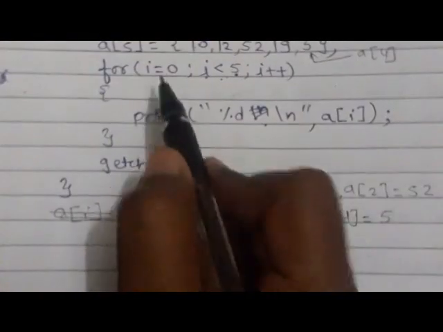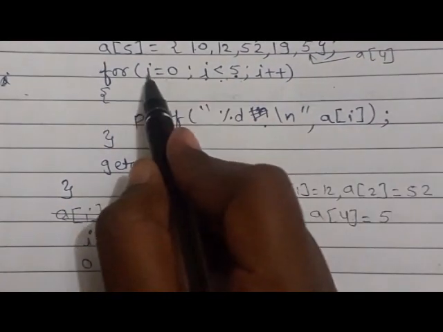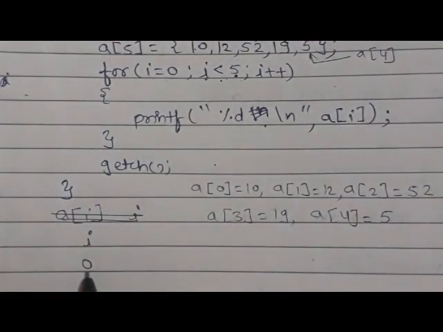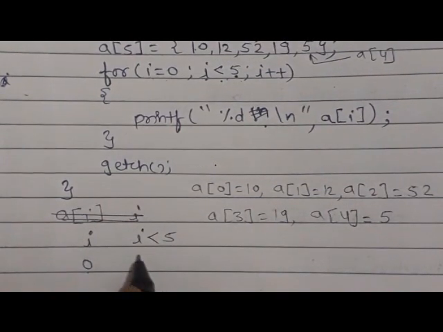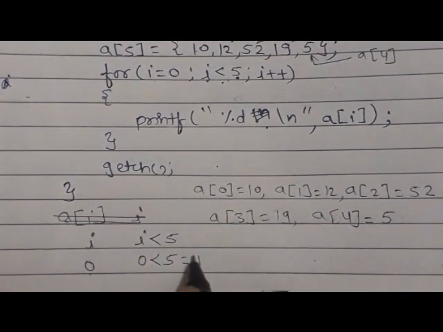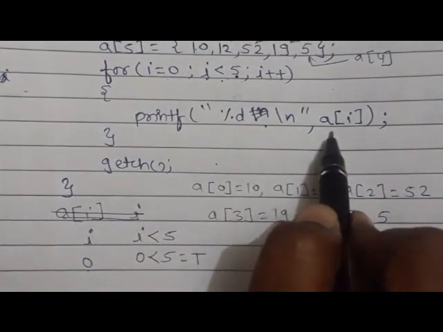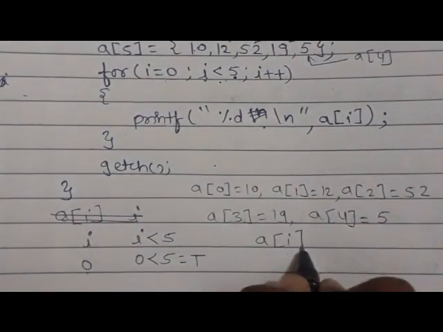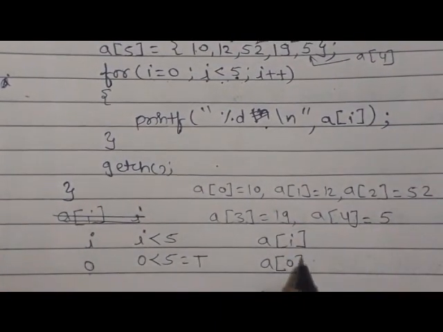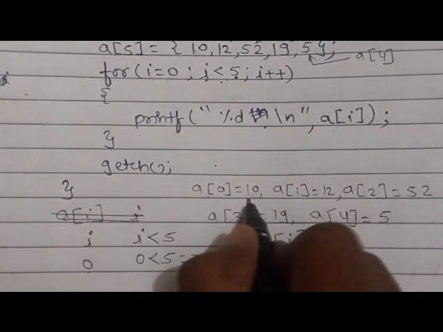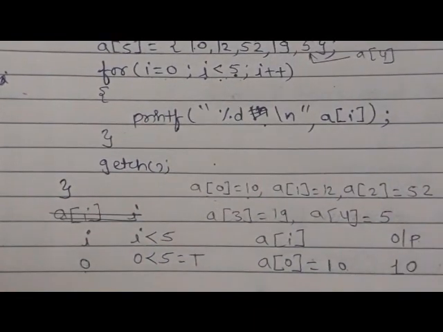Now we will run our program from this for loop. Initially the value of I is 0. Now our condition is I is less than 5. So 0 is less than 5 and our condition is true. So it will come inside this for loop and print the value of a of I. The value of I is 0, so a of 0. What is the value of a of 0? It is 10. So your output will print 10 here.